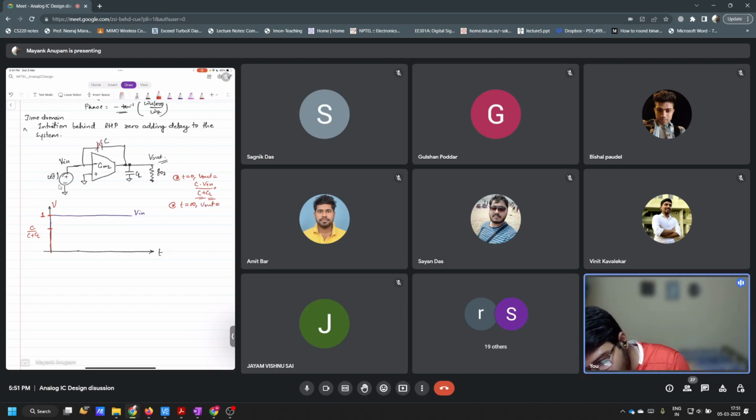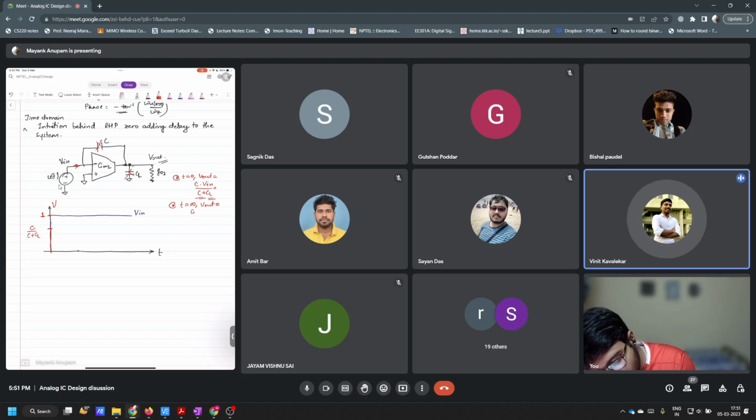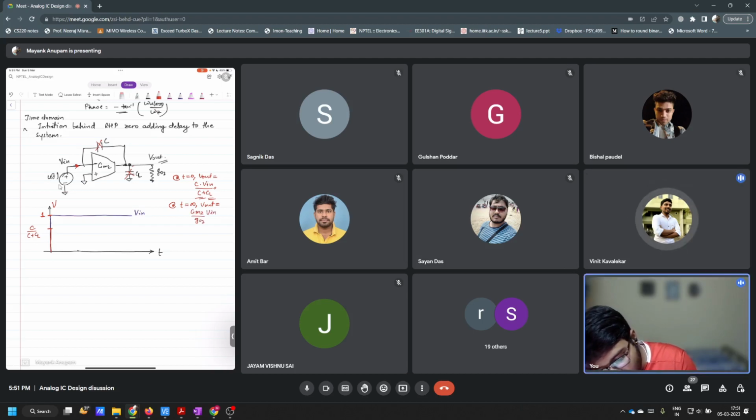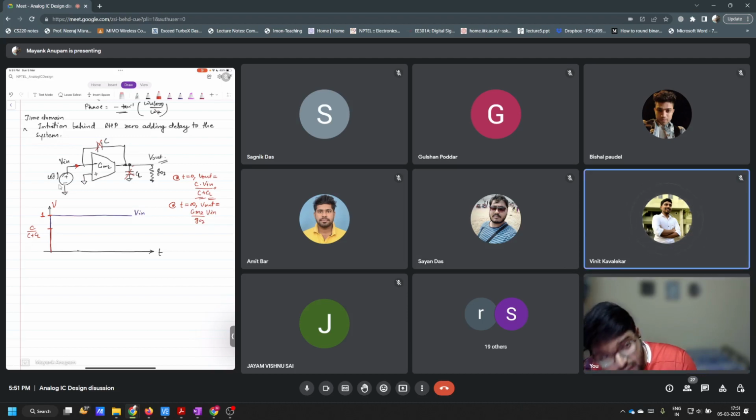This capacitor opens at t equal to infinity. This capacitor also opens, and you have some input here, V in. So output will be something, right? What will it be? GM2 V in by GO2. Is it correct?